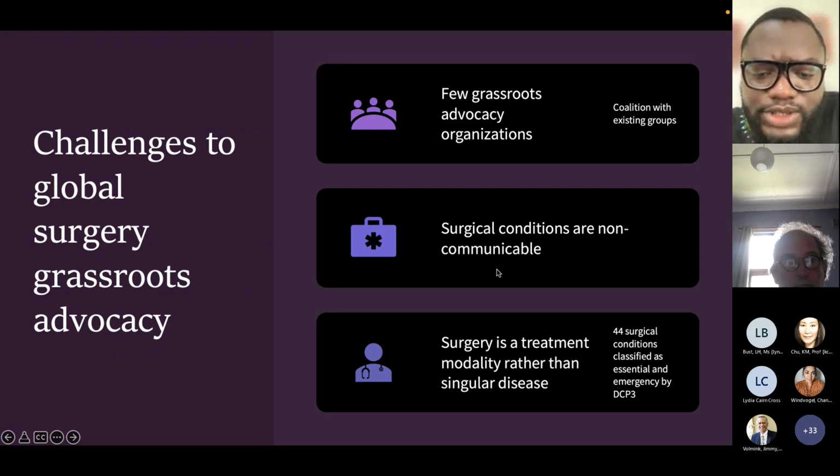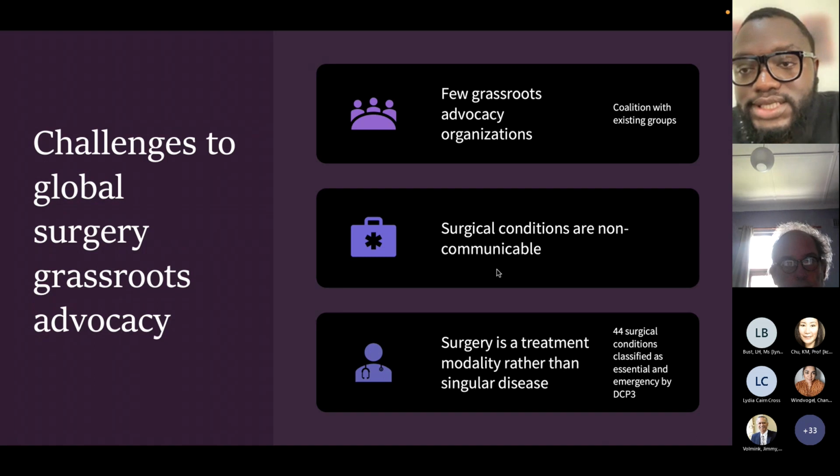There are a few challenges that I think the global surgery movement has to consider in terms of grassroots advocacy. Right now, I believe there are only a few grassroots advocacy organizations that are really focused on advocating for global surgery. So there needs to be additional support to the organizations that do exist, supporting local champions. And I think there are patient advocacy organizations in many countries that could be brought in to be part of the conversation and part of the efforts.